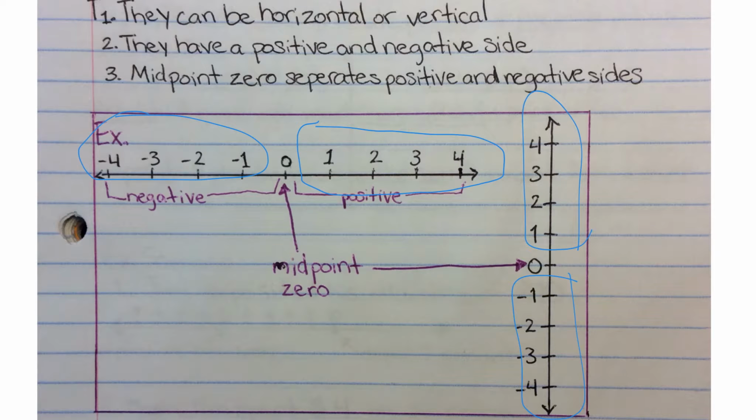And lastly, it's very important to remember that the midpoint of 0 separates the positive and negative sides. If you notice here, we have a midpoint of 0 on both of our number lines. We have 0 and we have 0. It separates the two sides.